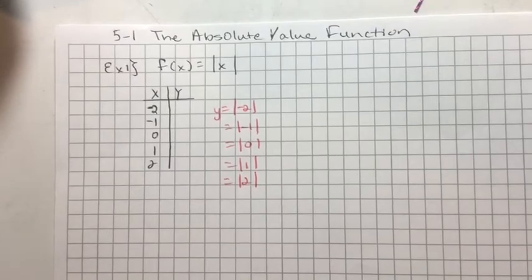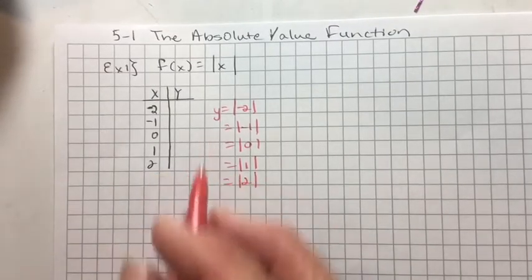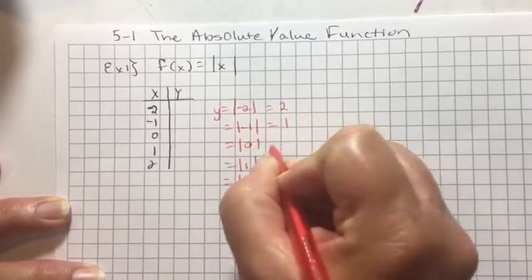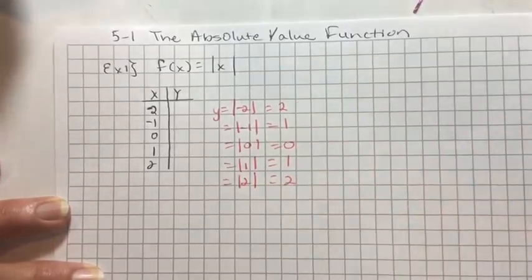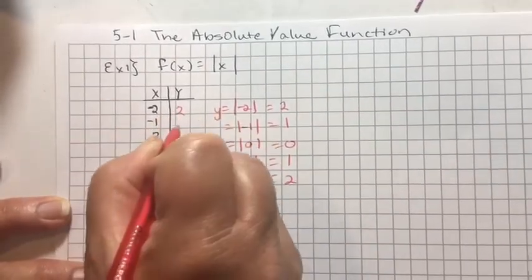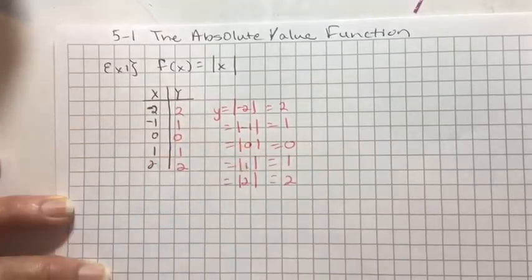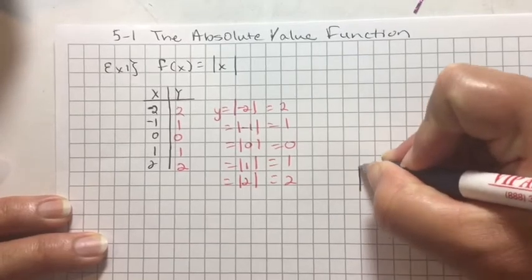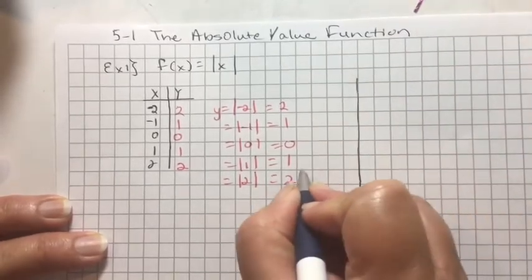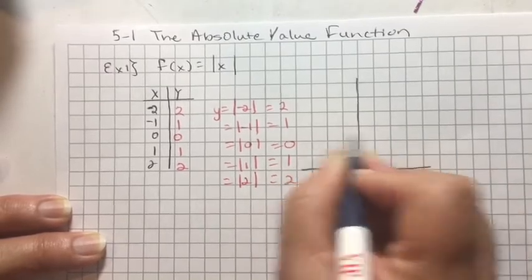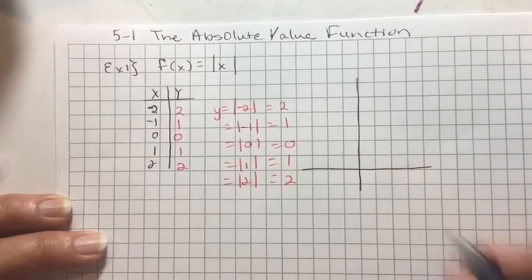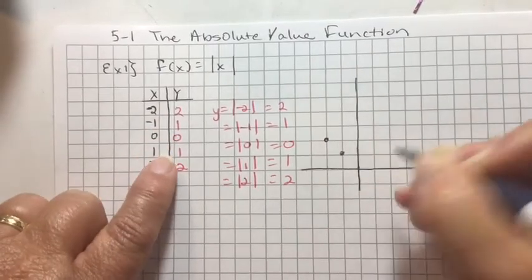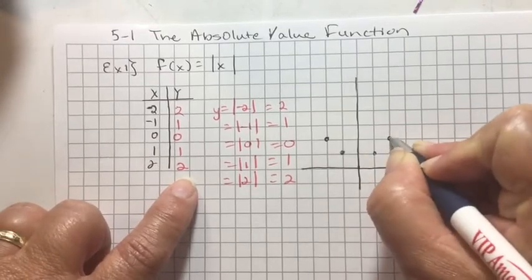Now recall that absolute value is just simply distance. So in each of these, distance is positive. So you're going to end up with values of 2, 1, 0, 1, and 2 again. So let's enter those into the table. Okay, now if you will, let us go ahead and graph those. Notice that you're going to be just in these 2 quadrants. Okay, the first point, -2, +2, -1, 1, 0, 0, 1, 1, and 2, 2.